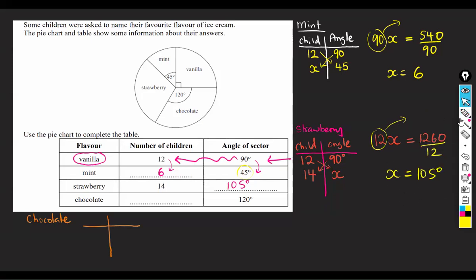Remember, for those who didn't catch it, for the strawberry we're sure about the relationship from the vanilla. This explicitly said 12 children is represented by 90 degrees. So that's our relationship. For the strawberry now, they gave us 14 children. So I put the 14 here and we're trying to figure out the angle. So we cross multiply to get x.